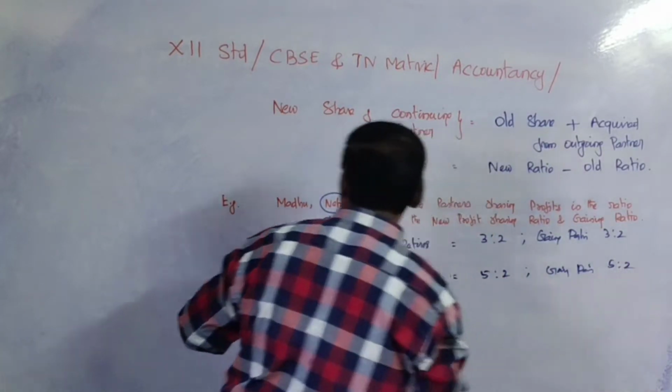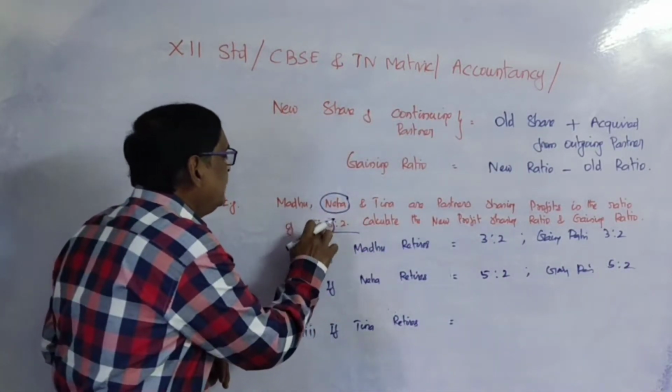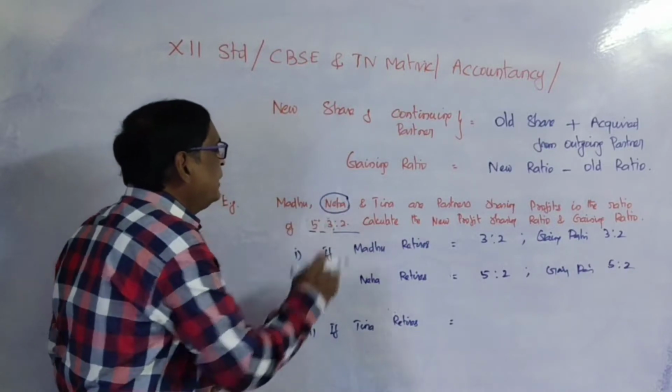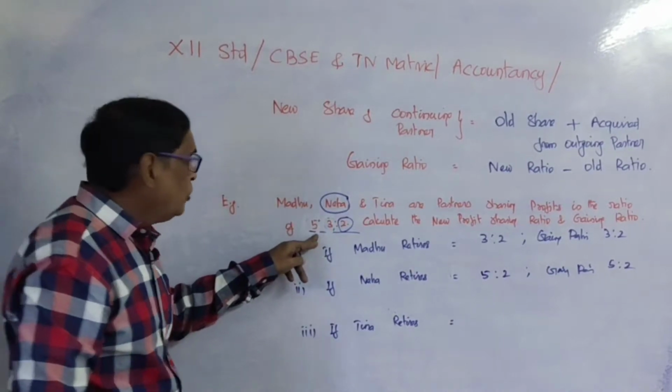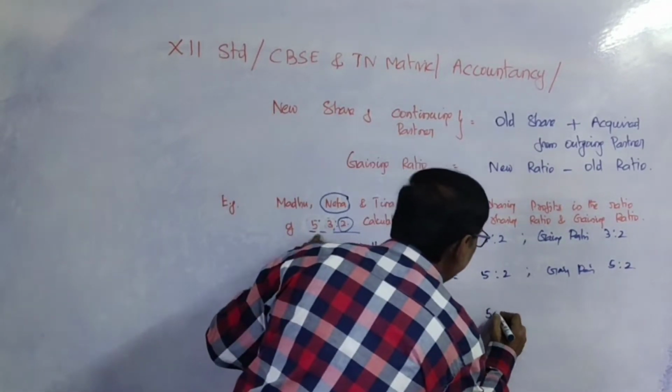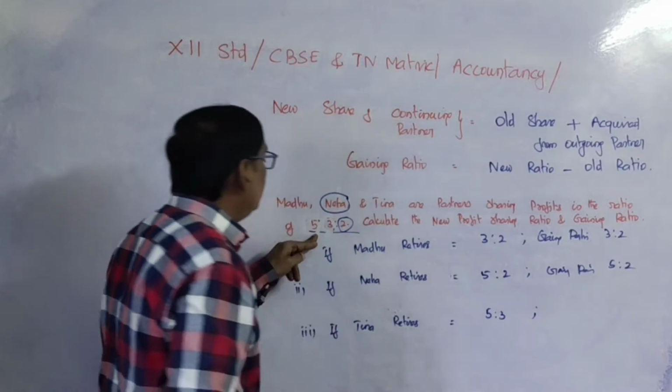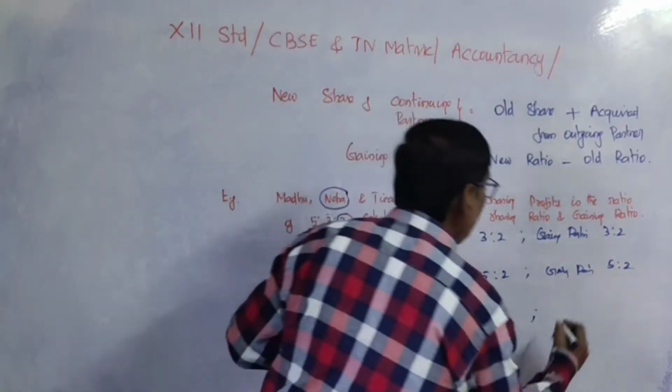5:2. And then for example, in this case, Tina retires. So the ratio between Madhu and Neha, the new profit sharing ratio is 5:3, and the gaining ratio is also 5:3.